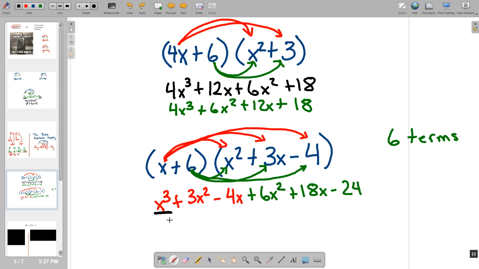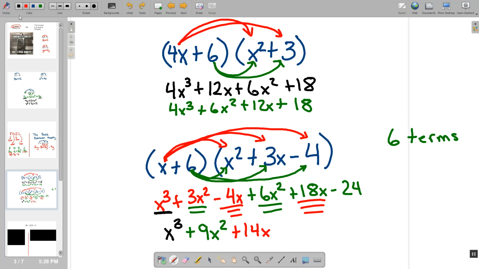So x cubed cannot be combined with anything else, so we write x cubed at the bottom. 3x squared can be combined with 6x squared to give us 9x squared. Negative 4x can be combined together with positive 18x, which is positive 14x. And then finally, negative 24 is just written here at the end as negative 24. And there you have foiling, or the double distributive property.